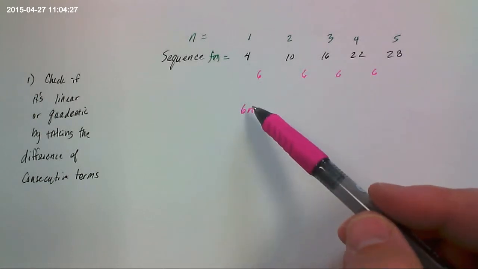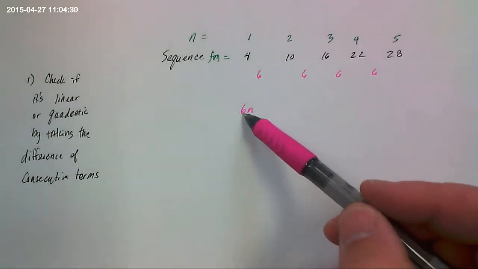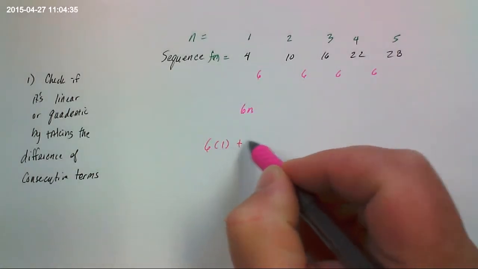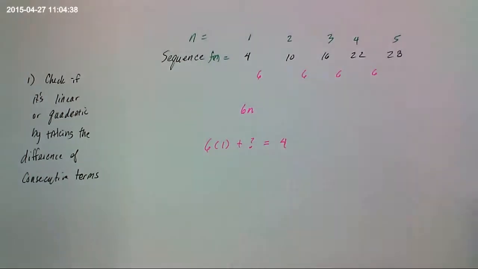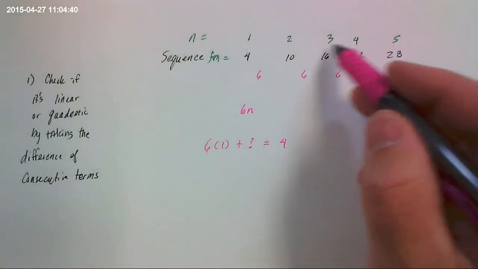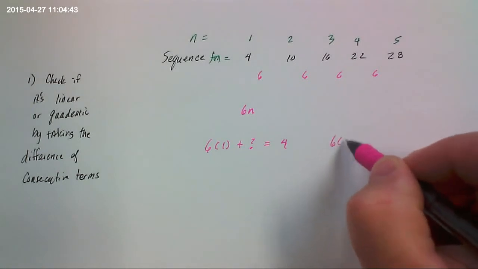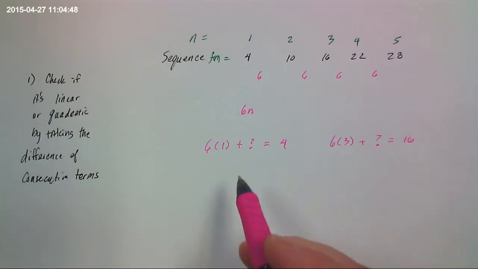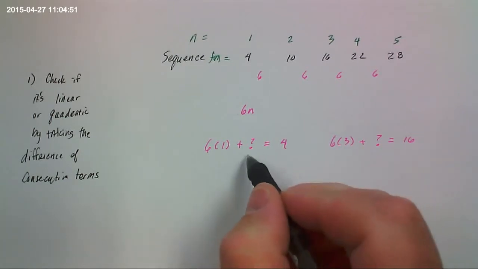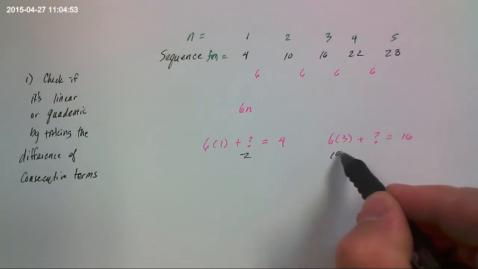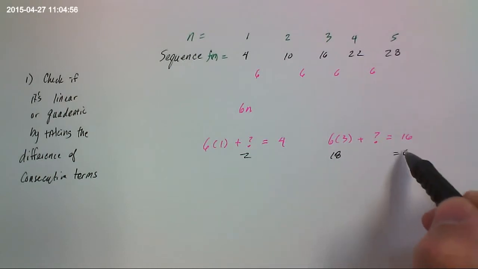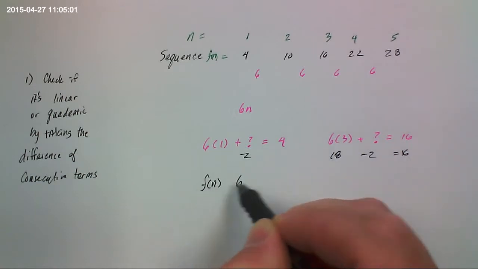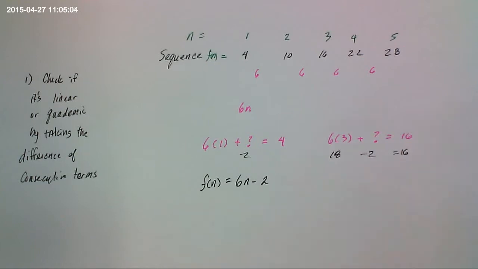Now we have to figure out how, when n is 1 and we put in 1 for this function, 6 times 1 plus or minus something, we have to get a 4. Also, when n is, say, 3, 6 times 3 plus or minus something equals 16. It's pretty easy to see that this is going to be a minus 2, since that would be 18 and we need 16, so you would subtract 2. So our answer is f of n is 6n minus 2.